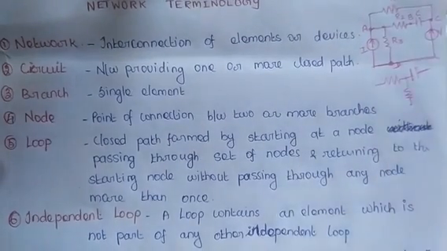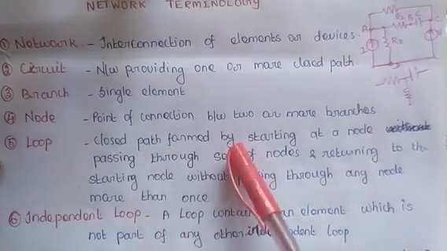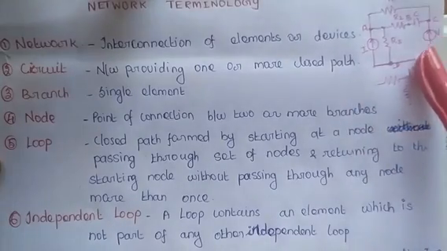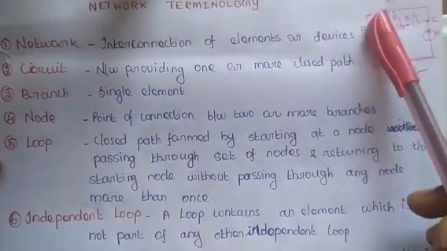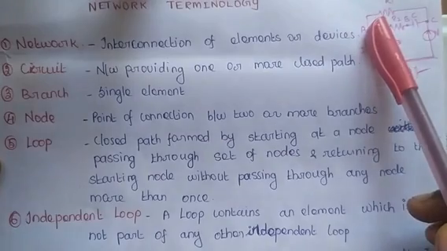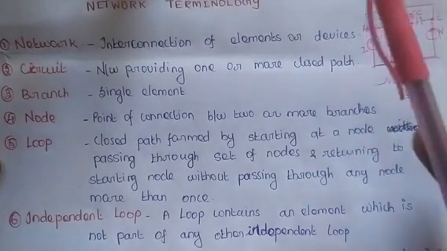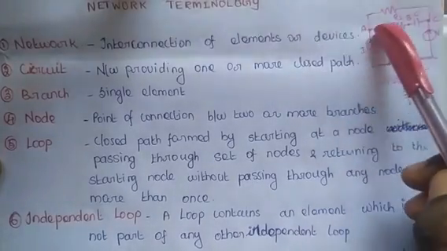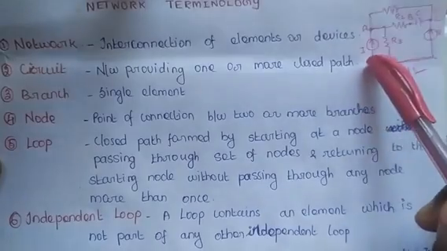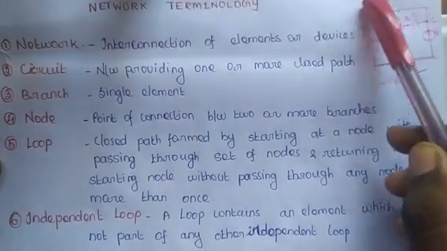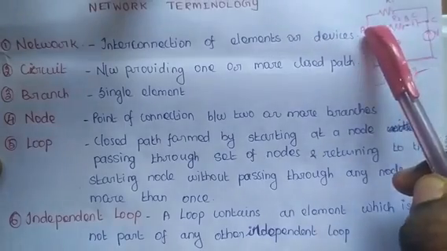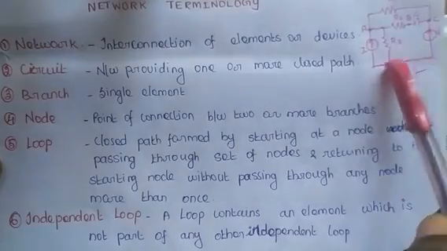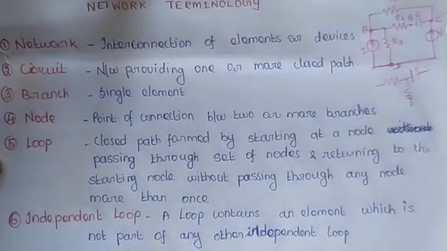Next is loop. Loop is a closed path formed by starting at a node, passing through a set of nodes and returning to the same node again, but we should not pass through any node more than once. For example, in this network, A, B, C, D, A is a loop, A, C, B, A is another loop, A, B, C, D, A is another loop.